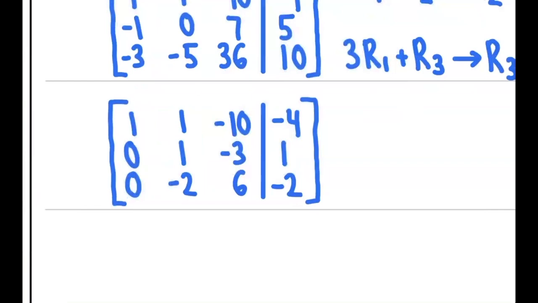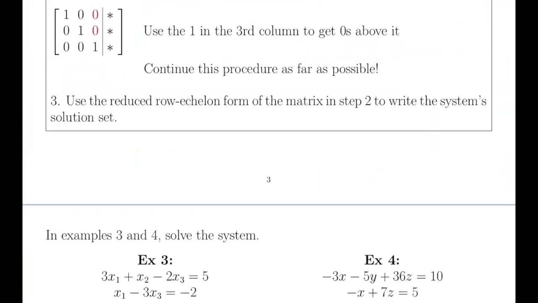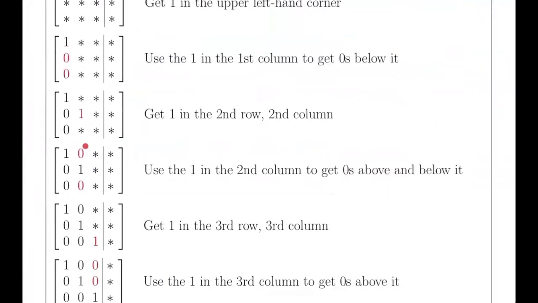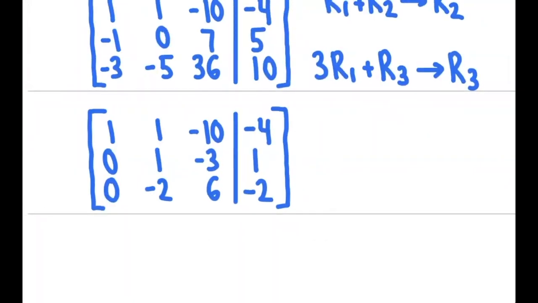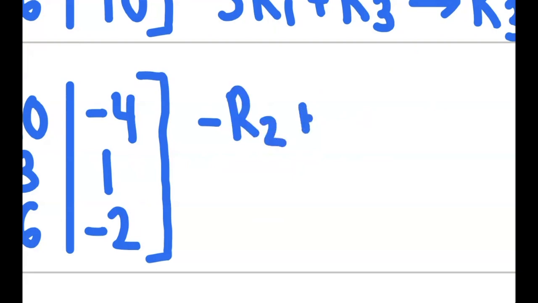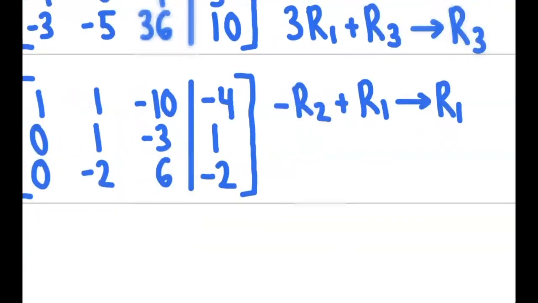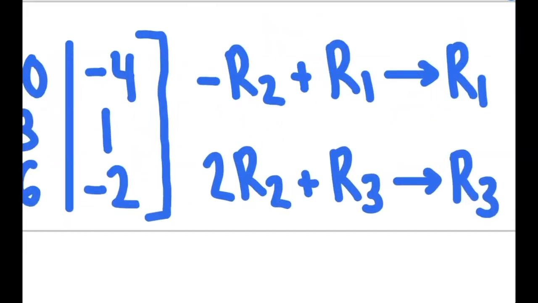All right. So we got these zeros below that leading 1. We have the next one that we want already, this one right here. Now we just got to get these zeros above and below that 1 in the second column. So I'm going to do -1 times the second row and add it to the first row, and that's going to replace the first row. And to get a 0 here, I'm going to double the second row and add it to the third row, and that's going to replace the third row.